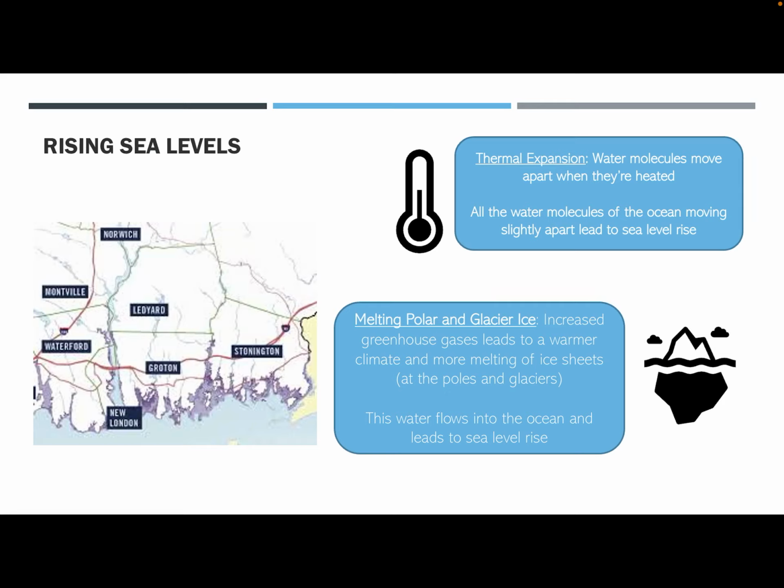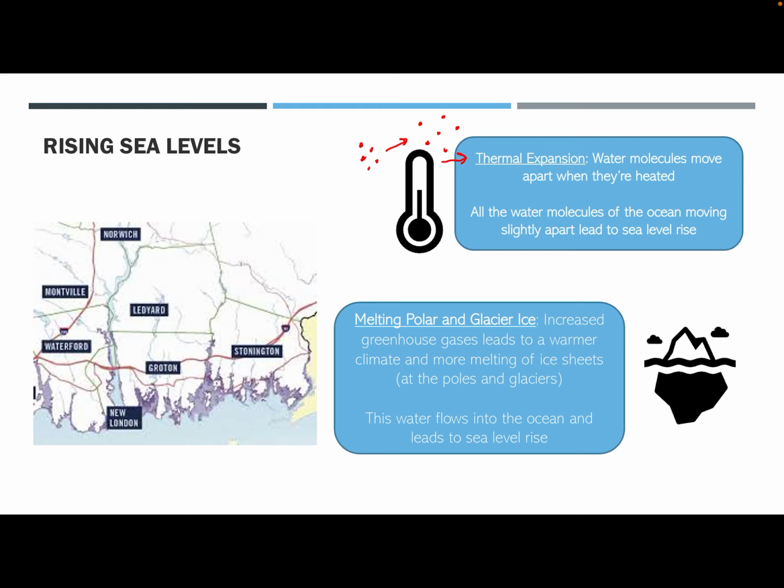So this is a map of the Connecticut shoreline, which has experienced a 6-inch increase in the amount of water at the shoreline since the 1960s. This is due to two reasons. First, thermal expansion. So as water molecules increase in heat, they move apart. So if they're like this, then as they warm up, they're going to spread out a little bit. And this spreading out all over the ocean at the same time is going to lead to sea level rise. Even if they're just moving apart slightly, it's happening on a large scale.